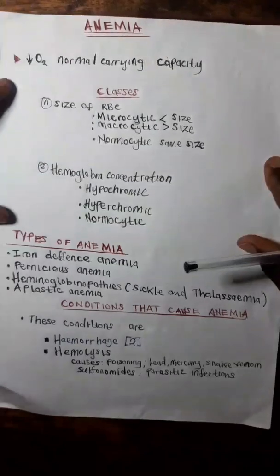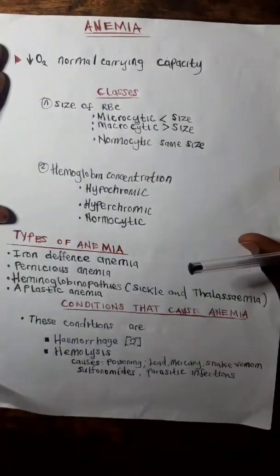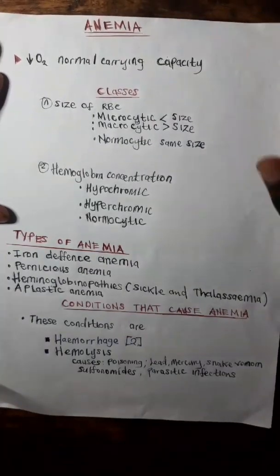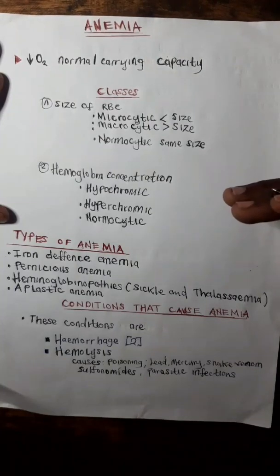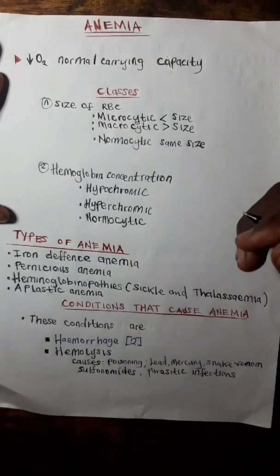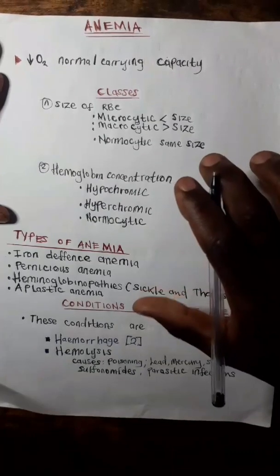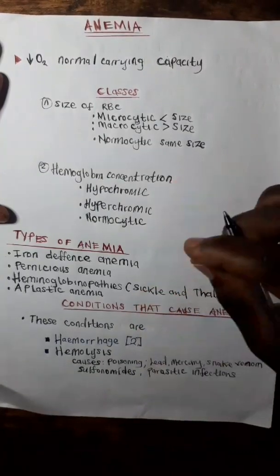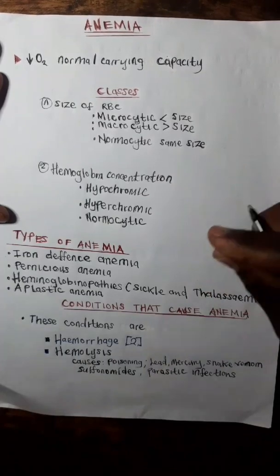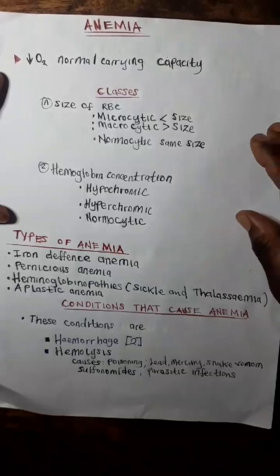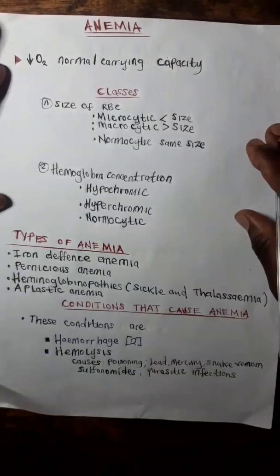Okay, today let us continue. Let us consider anemia. So, what do you understand by anemia? Anemia simply means the reduction of normal oxygen carrying capacity. So, when there is a reduction in the oxygen carrying capacity of the blood cells, that can be referred to as anemia.